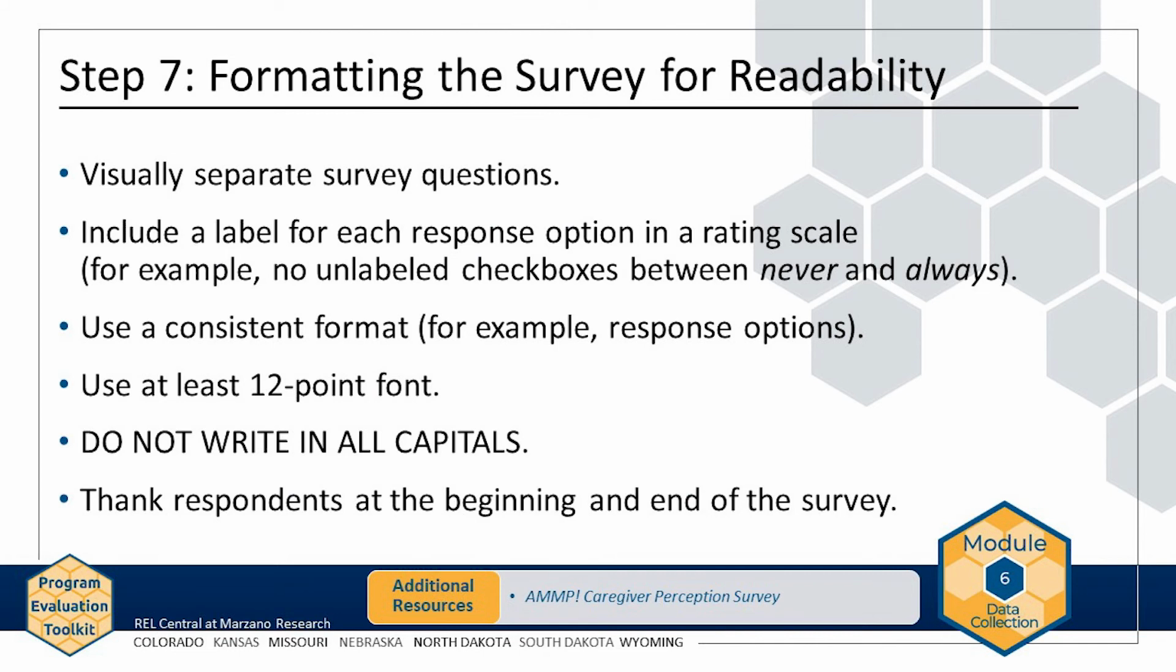After you develop clear questions for your survey, decide on a format that optimizes the readability of the survey. Consider visually separating the survey questions, perhaps by numbering them. Also, be sure to include a label for each response option in a rating scale. For example, if a question includes a rating scale from never to always, do not have unlabeled checkboxes between these 2 response options, as that might confuse respondents.